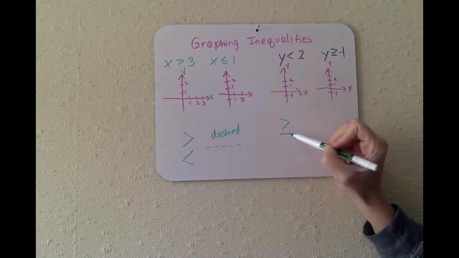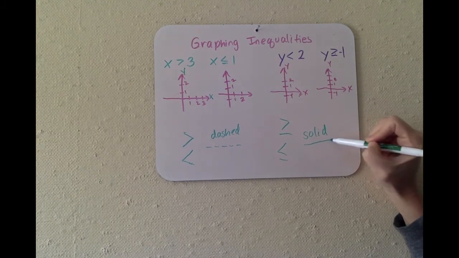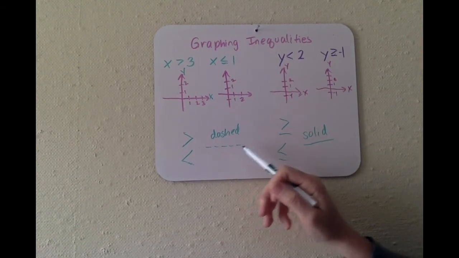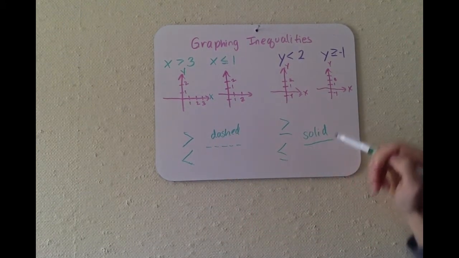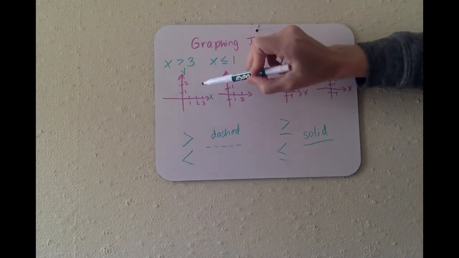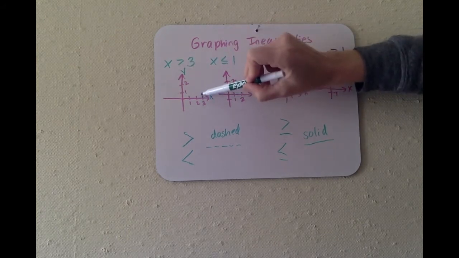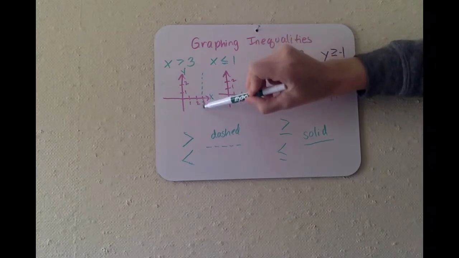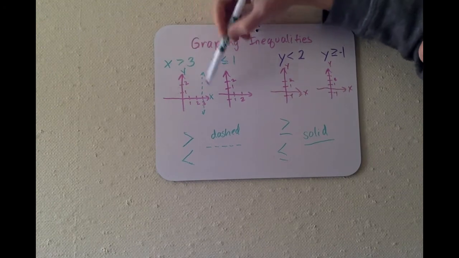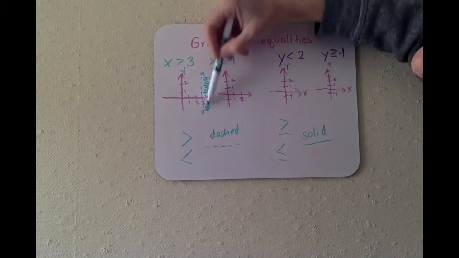And then if we have greater than or equal to, less than or equal to, those are going to be solid lines. The dashed means that the number is not included in the solution. The solid line means that the number is included in the solution. So here we have x is greater than 3, and it has no equal sign, so where x is 3, I'm going to draw a dashed line. And it's all numbers greater than 3. So this whole area we shade in is the solution.